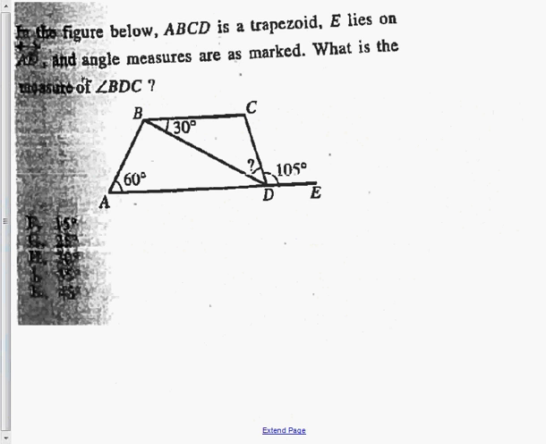Well, we can work this out. In the figure below, ABCD is a trapezoid. E lies on AD, and the angle measures are marked. What is the measure of BDC?